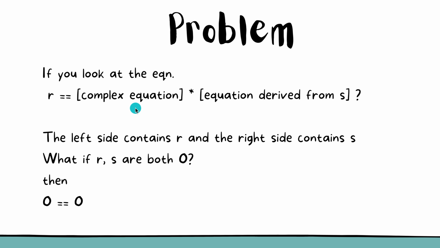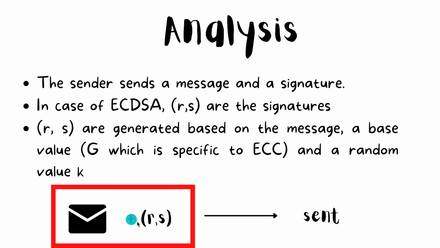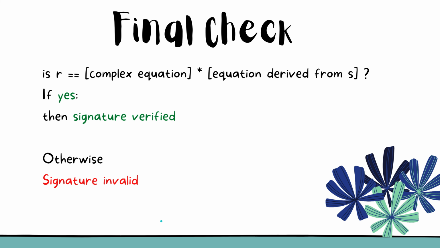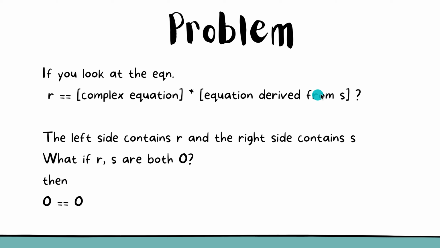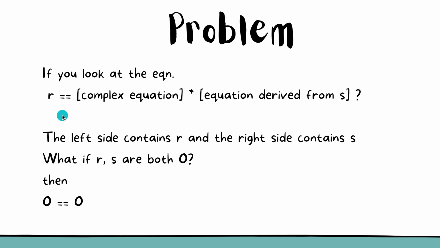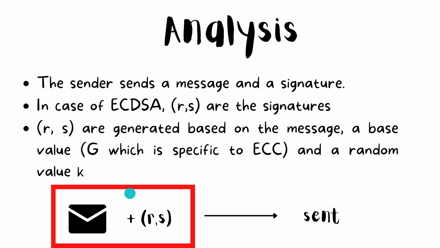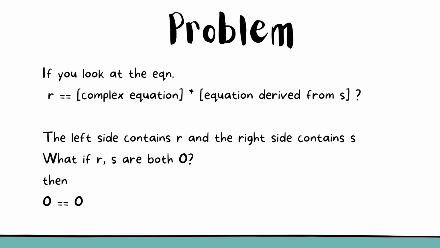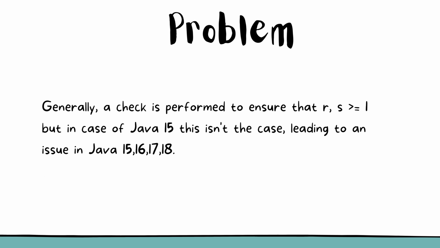The problem is when R and S are both 0. So for example, if I send in R and S as both 0, this will become 0 and so will this. So 0 will be equal to 0. But the thing is, in most of the libraries out there, R and S values are specifically checked to ensure that R and S never become 0. But in this case, what happened was it wasn't checking if R and S were equal to 0, and this is what caused the vulnerability in the first place.